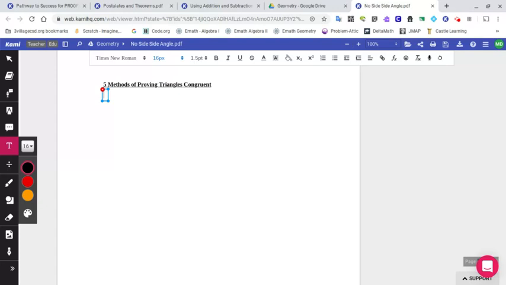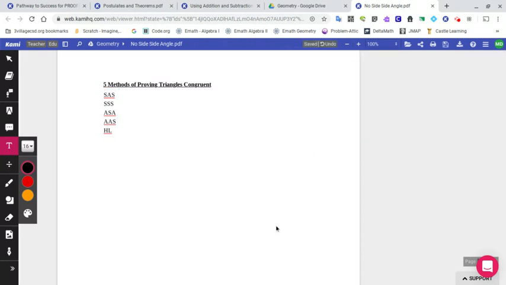We've covered pretty much the five basic methods of proving triangles congruent. I'm just going to refresh your memory of what those were. We started out with side, angle, side. Then I went on to side, side, side. The next day I introduced two more, angle, side, angle, and angle, angle, side. And the last one that we did was hypotenuse, leg. So those are the five possible ways of proving two triangles congruent to each other.